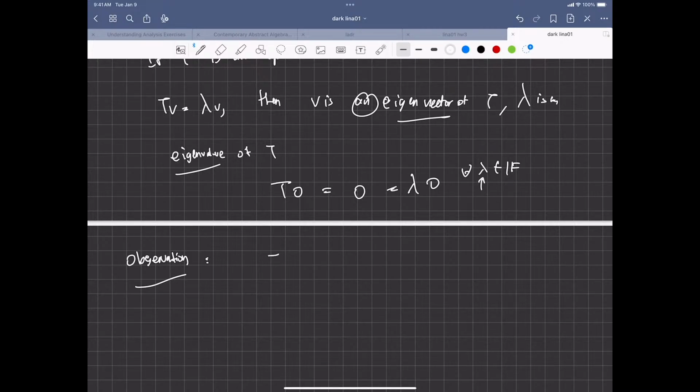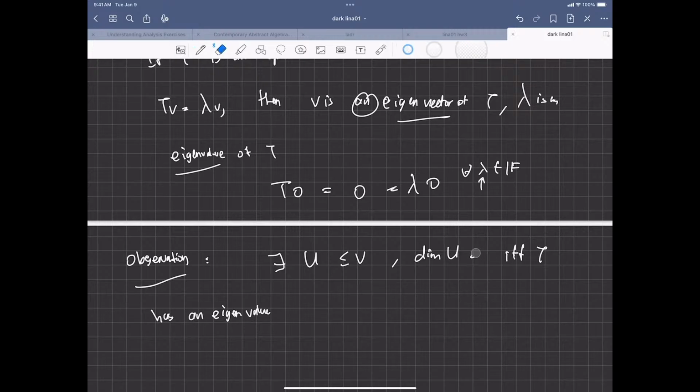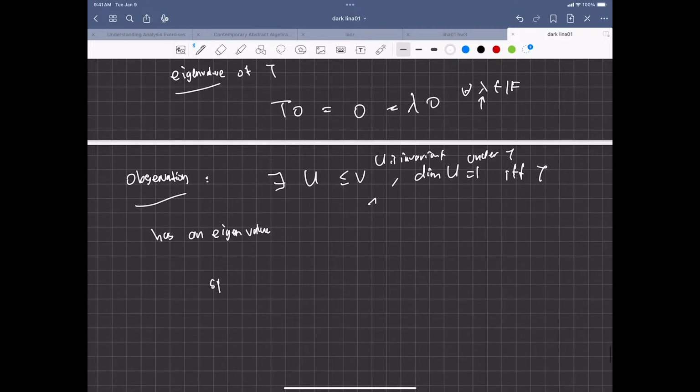An observation we can make here is that there exists a subspace U of V where the dimension of U is 1 if and only if T has an eigenvalue. So we have an invariant subspace of T, U, with dimension 1, if and only if T has an eigenvalue. And what is this subspace? In fact, it is the span of these guys.